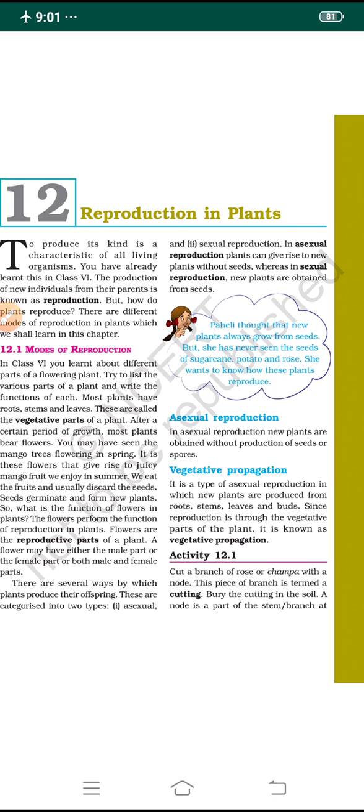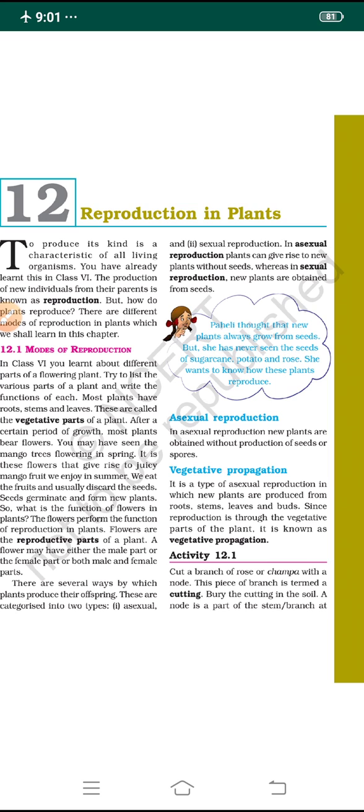Dear students, in the previous class, I started the new lesson, reproduction in plants. In that, we discussed what reproduction is, what the vegetative parts of the plant are, and what the reproductive parts of the plant are. Then we discussed the very important part, the two categories: sexual reproduction and asexual reproduction.